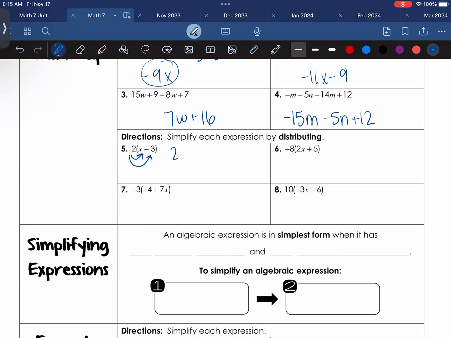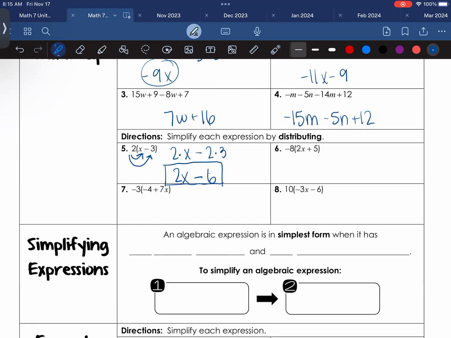So we have 2 times x minus 2 times 3. 2 times x is just 2x, minus 2 times 3 is just 6. So this is our final answer. Again, go ahead and do numbers 6 through 8 on your own, so pause here and then double check your work.